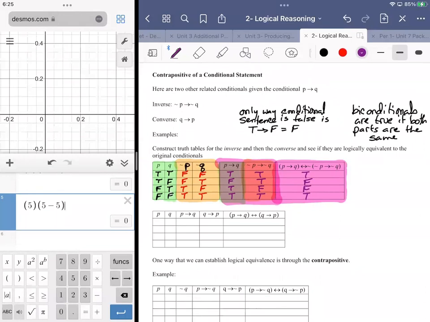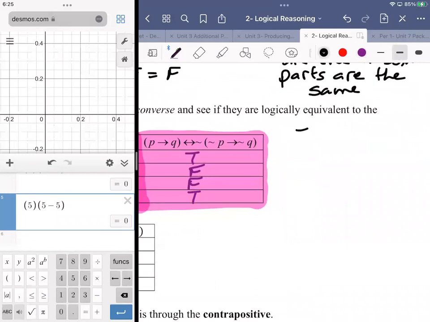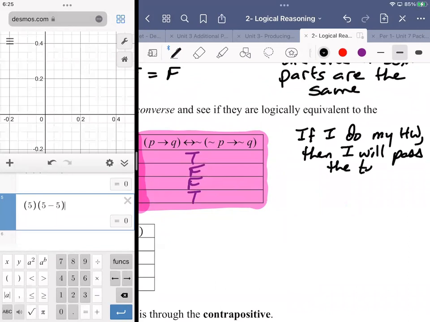Right? So when we're talking about an inverse, we're talking about negating the first part. So if I say, if I do my homework, then I'll pass the test. All right, I'll actually write that down. If I do my homework, then I will pass the test. All right, that's the P implies Q.